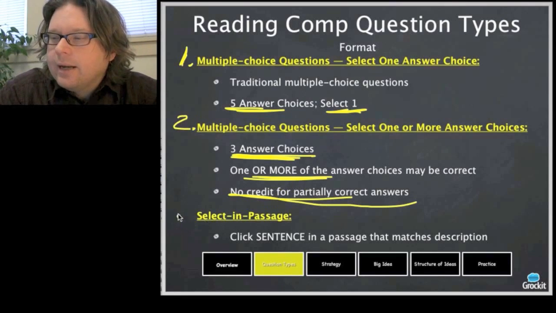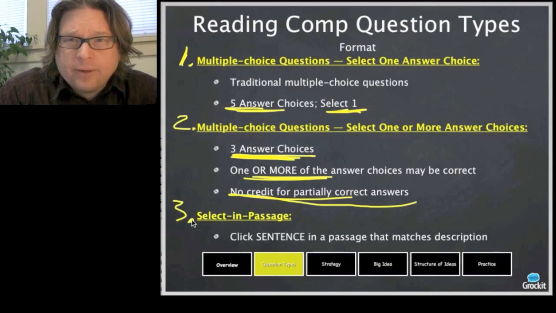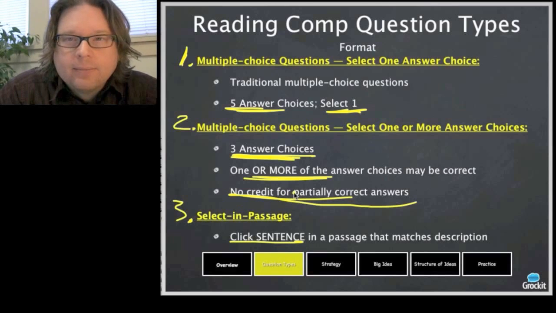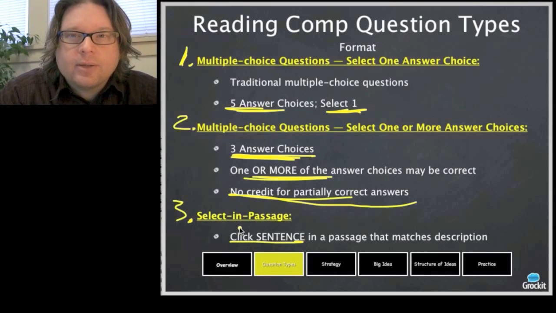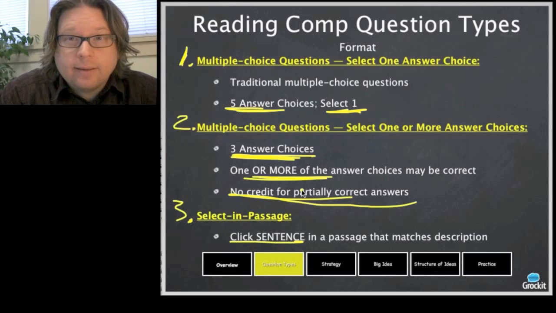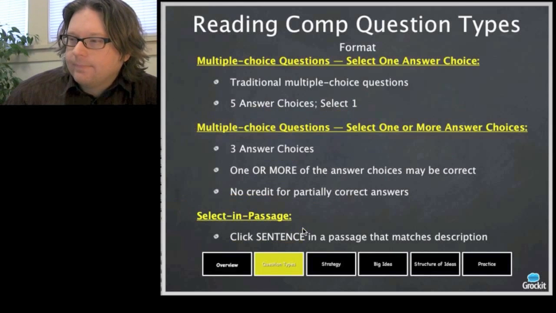So it's trickier. And then finally, because in real life when you're reading things, you are identifying things in context in the passage as opposed to looking over at a question and then looking back, now there's a select in passage question type where you have to select a sentence in the passage that matches the description or does the specified function in the question. They'll be highlighted for you so you'll know which ones to click. But you have to select the correct one. So it's tricky.